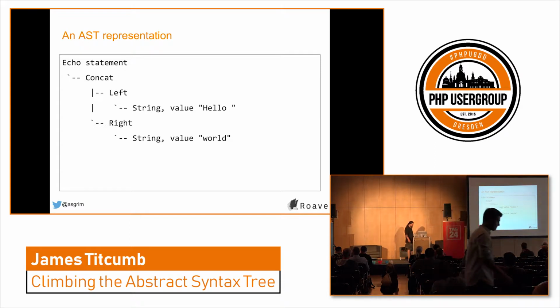So this is what the abstract syntax tree might look like. There's a little bit more going on here. The top node is still the echo statement, but we have this new thing as the child called concat, right? Concatenation. This has an interesting property. It's what's known as a binary operator. That means it has a left and a right side. So the left side is the scalar string "hello space", and the right side is "world". That's the left and the right.